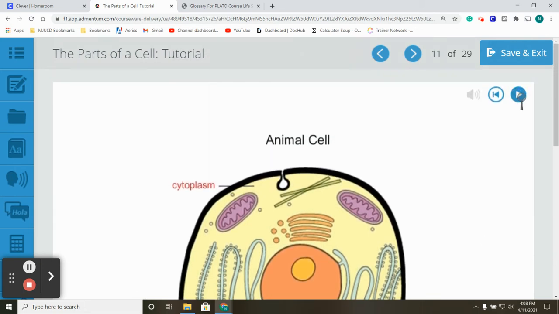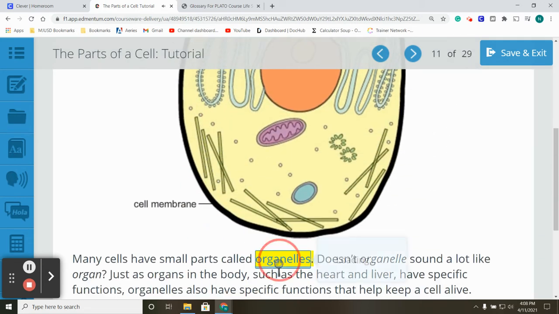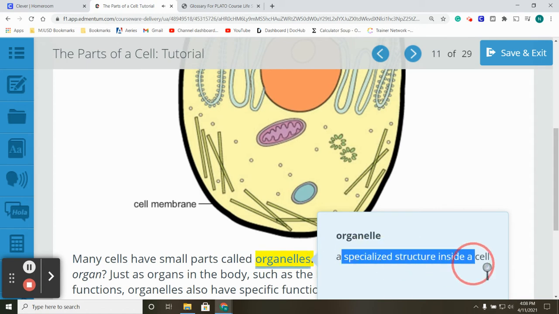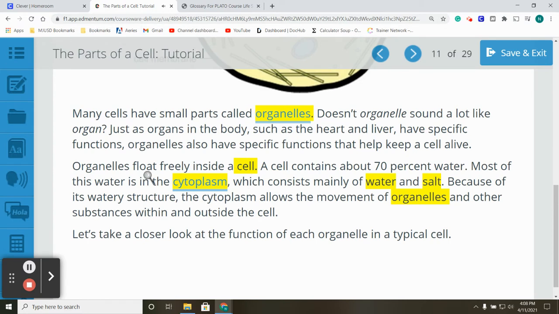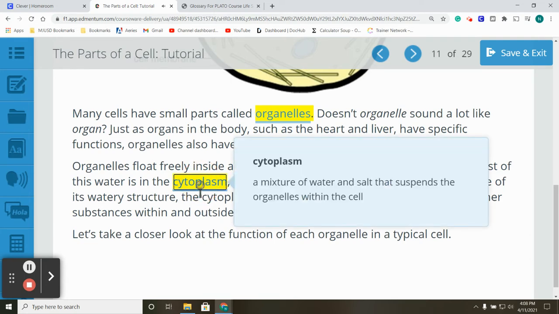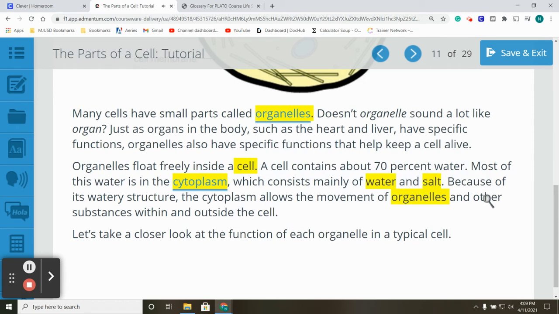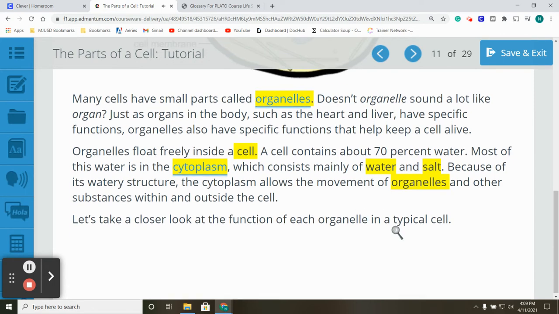Many cells have small parts called organelles. Doesn't organelle sound a lot like organ? Just as organs in the body, such as the heart and liver, have specific functions, organelles also have specific functions that help keep a cell alive. Organelles float freely inside a cell. A cell contains about 70% water. Most of this water is in the cytoplasm, which consists mainly of water and salt. Because of its watery structure, the cytoplasm allows the movement of organelles and other substances within and outside the cell. Let's take a closer look at the function of each organelle in a typical cell.